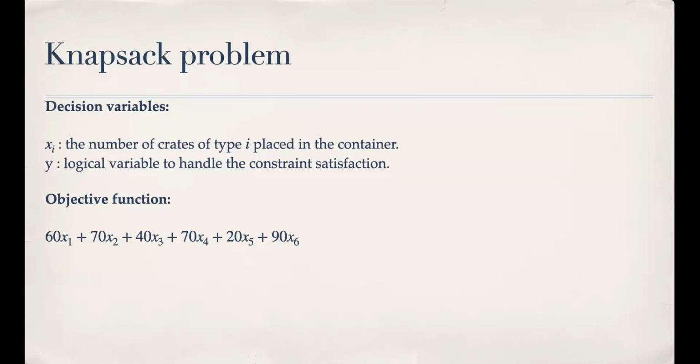While x1 is the number of crates for type 1, the value of type 1 is 60 times x1, right? It's straightforward. And we have 70 x2, 40 x3, 70 x4, 20 x5, and 90 x6. Good.